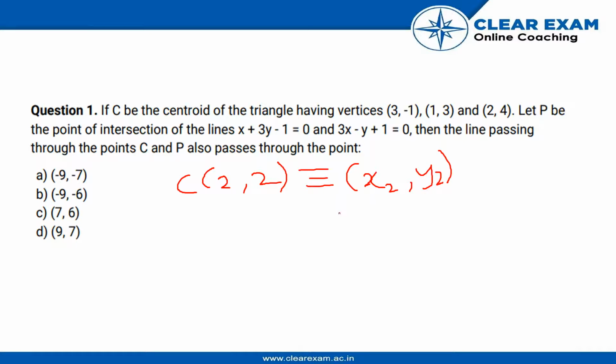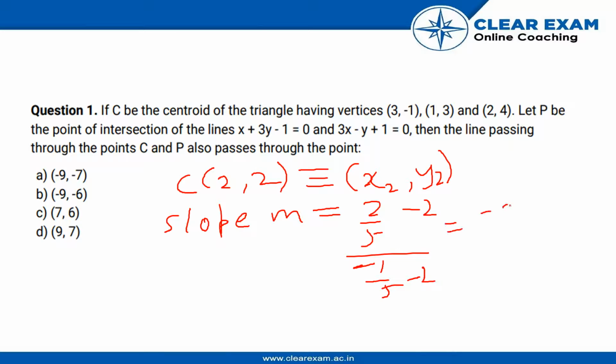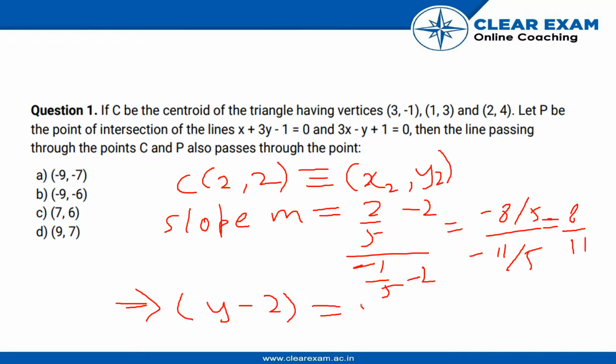So the equation of the line passing through C and P will have slope m = (2/5 - 2)/(-1/5 - 2) = (-8/5)/(-11/5) = 8/11. So now we can calculate y - 2 = 8/11 (x - 2). So this will come out to be 8x - 11y + 6 = 0.